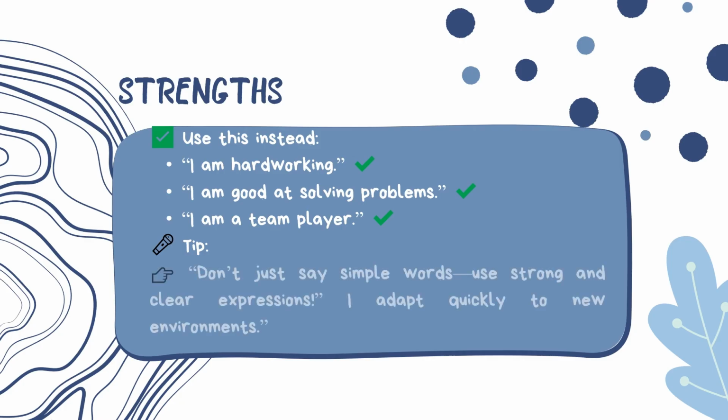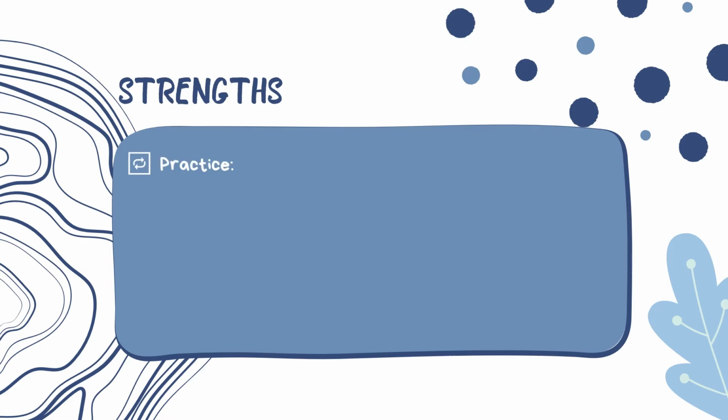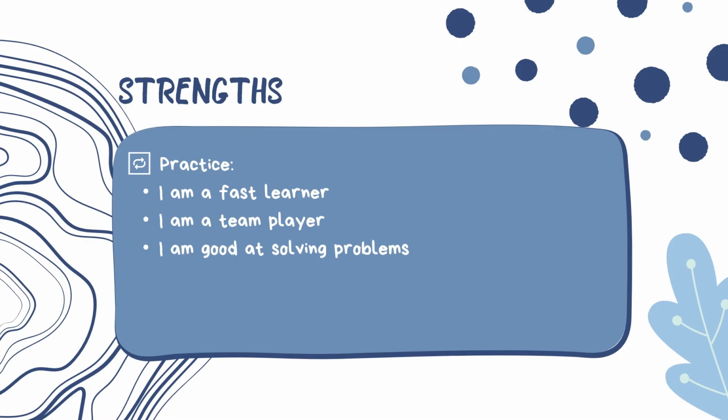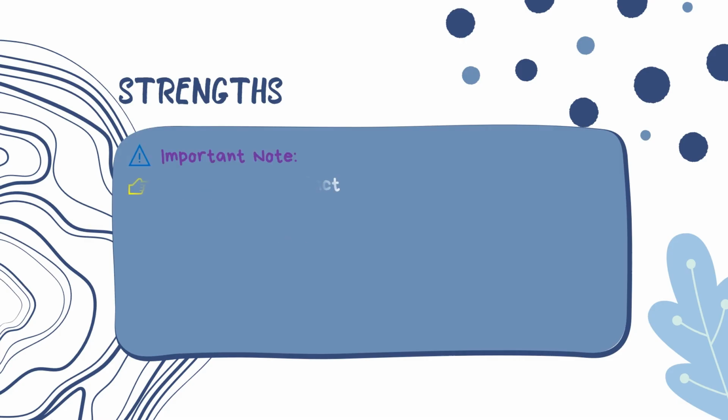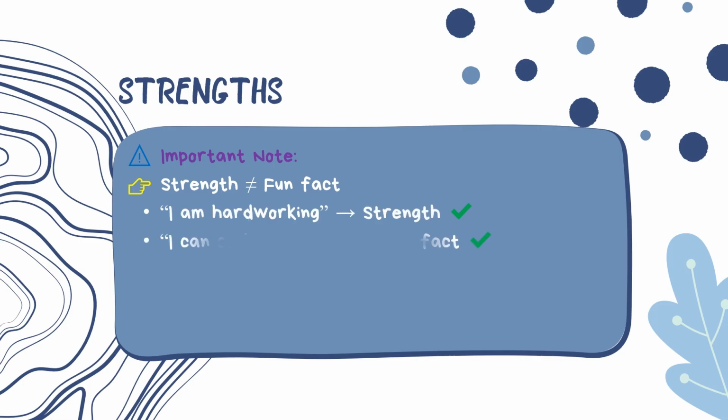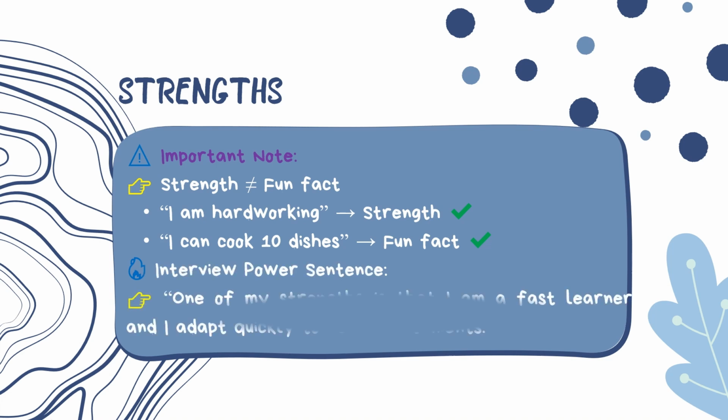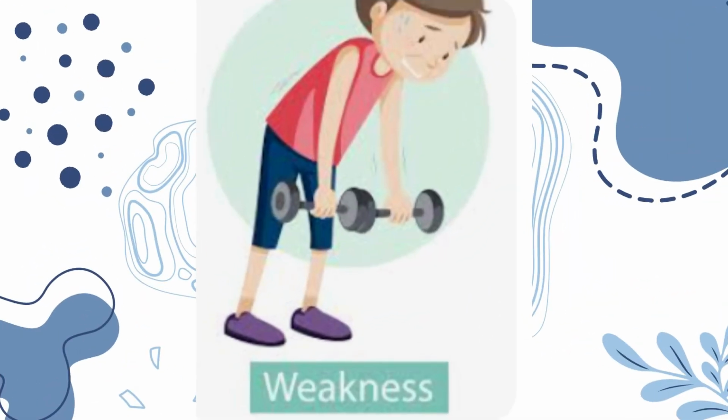Tip: don't just say simple words. Use strong and clear expressions. Practice: I am a fast learner. I am a team player. I am good at solving problems. Important note: strength, fun fact. I am hardworking, strength. I can cook 10 dishes, fun fact. Final interview power sentence. One of my strengths is that I am a fast learner and I adapt quickly to new environments. Now let's move to the next part, weakness.